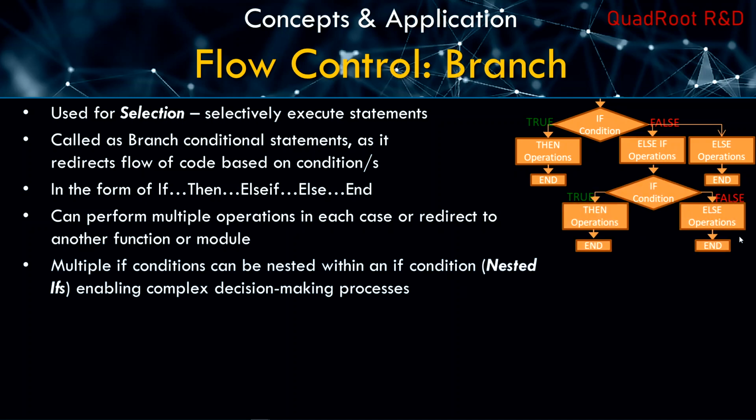Now you can have multiple if conditions nested within an if condition. These are called nested ifs, enabling complex decision making process. So think of it as a dream within a dream, like the movie Inception. So if these operations are done, then one of these operations could be another if condition. And that is true, then you go to those then operations and then end there. Or if not, then you can have else if and else if and else. And so it can get pretty complex. So this is how you can make a decision tree algorithm.